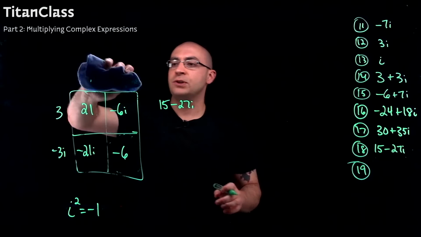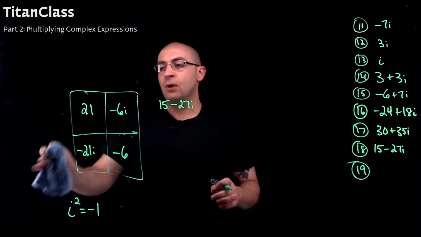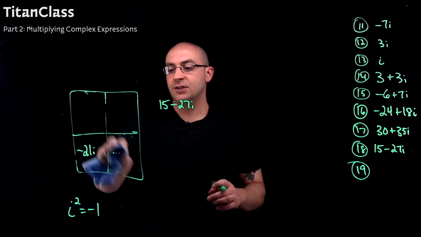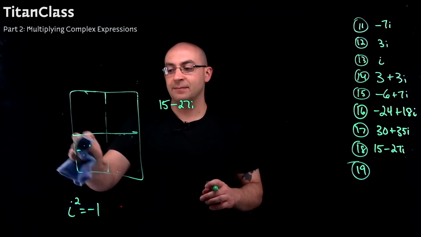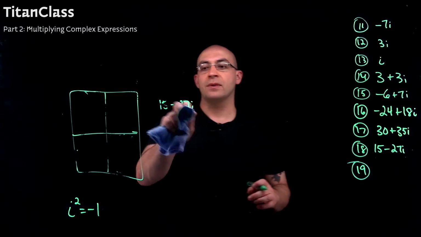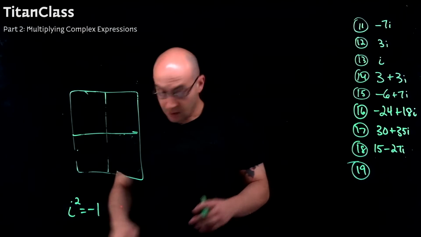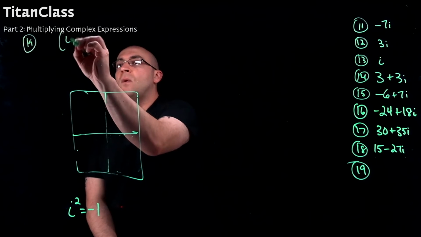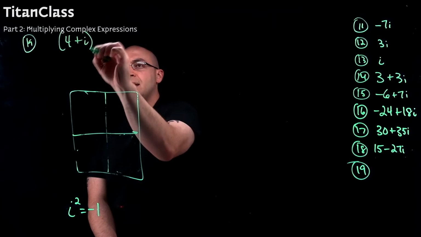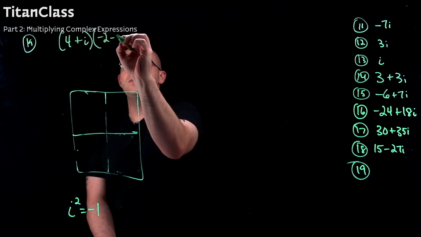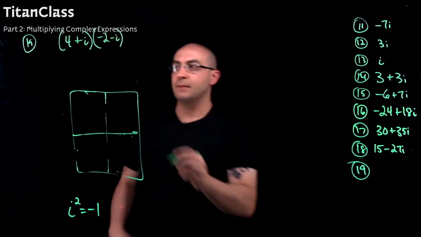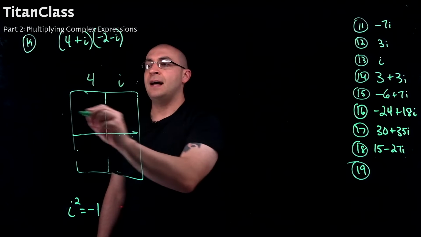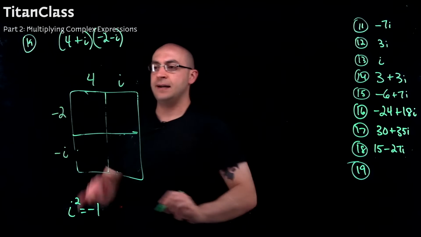Just be really careful when you're using the area model too, right? You know that one of these boxes is going to combine that i squared with a number. So it really is just multiplying by the negative 1 to finalize that part of the problem. So just be aware of that, okay? Number 19, all right. 4 plus i times negative 2 minus i. All right, again, area model, because I've got two binomials or two-term things. 4 and i, negative 2 and negative i.